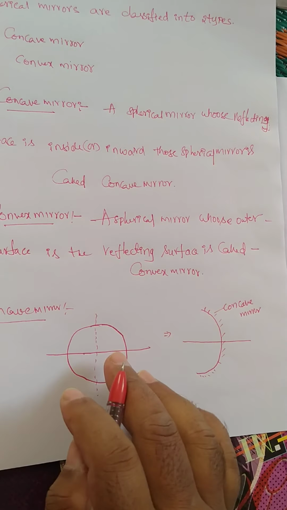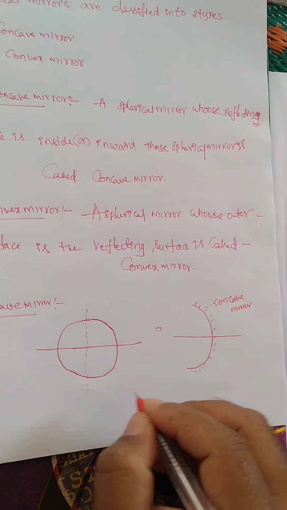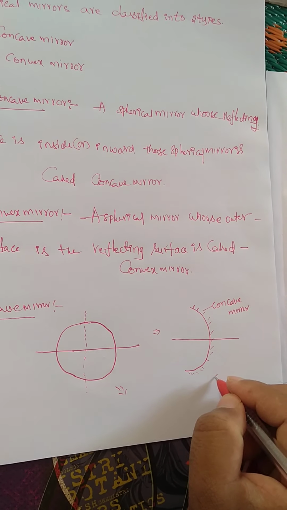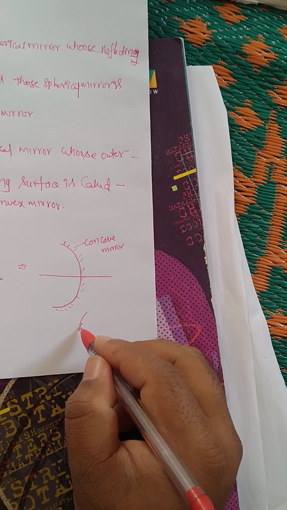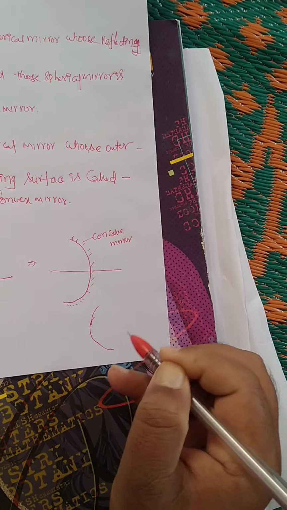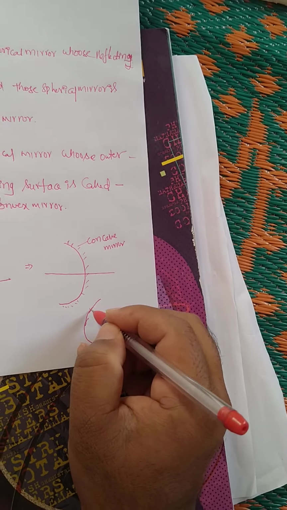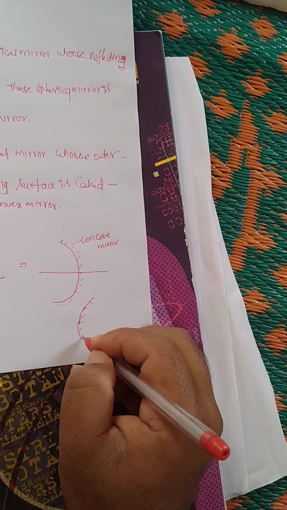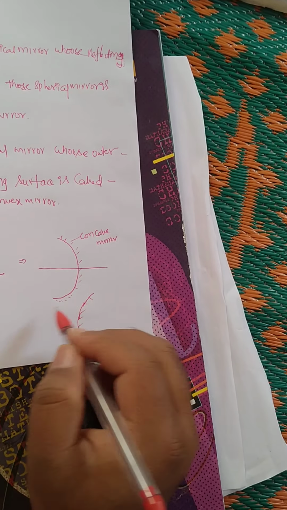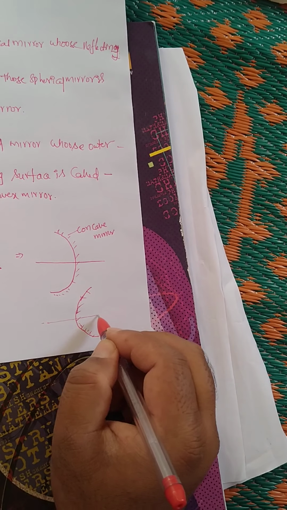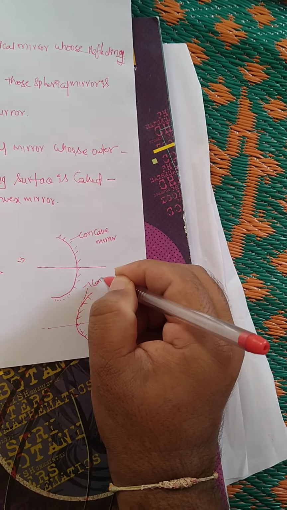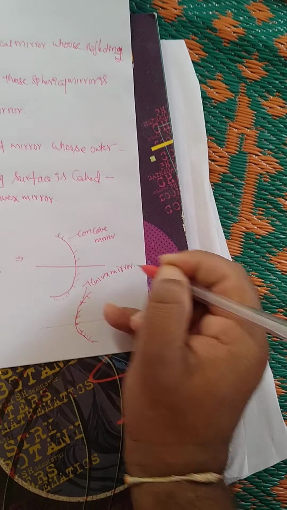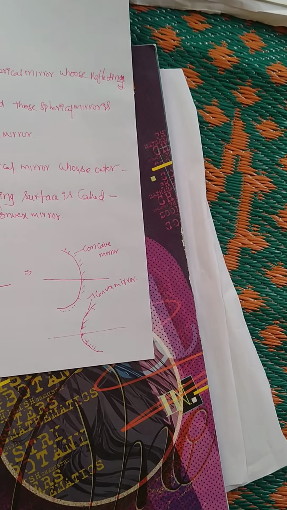Now from this, we can take this one. Now the inward side is the silvered surface, and the outside surface is the polished or reflecting surface. Then it is a convex mirror. This is a representation of concave and convex mirrors, right?